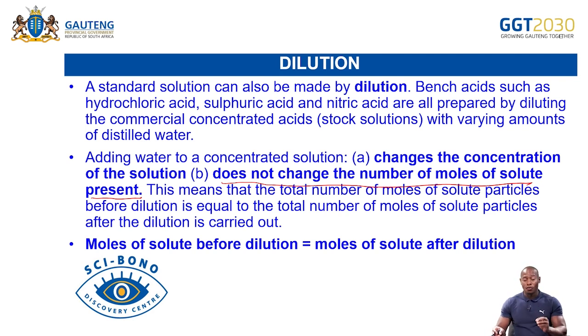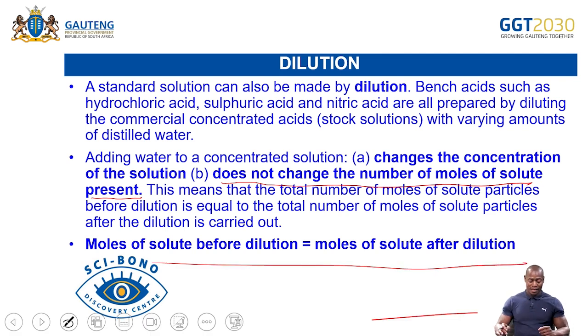So the number of moles of that solution before dilution will be equal to the number of moles of that solution after dilution, after adding water. What changes is the concentration. The solution changes from being concentrated to dilute after adding water. Concentration changes from being above 1 to being below 1 during dilution. But the number of moles does not change.